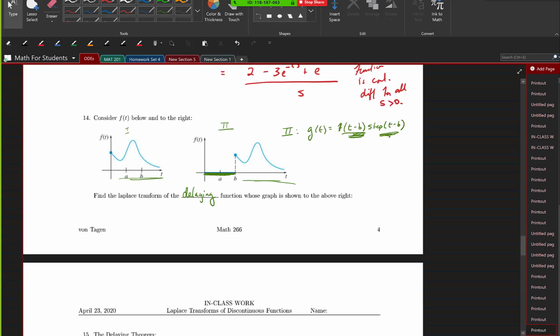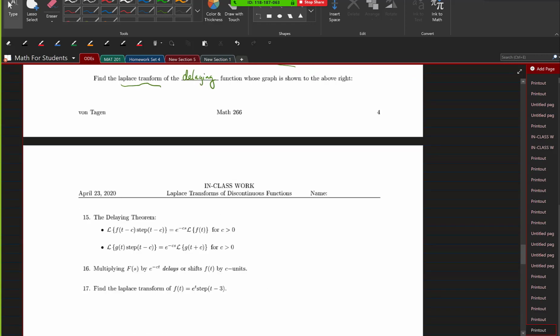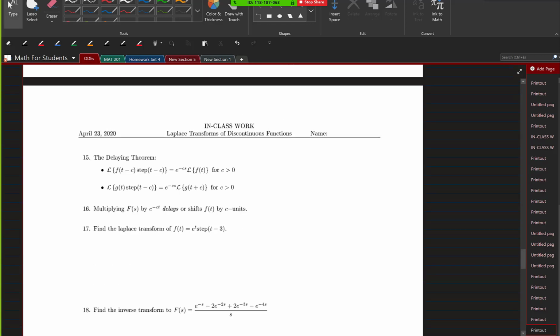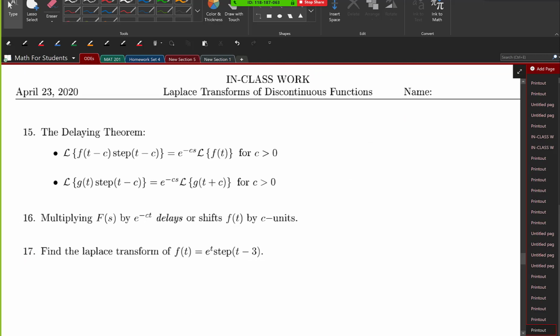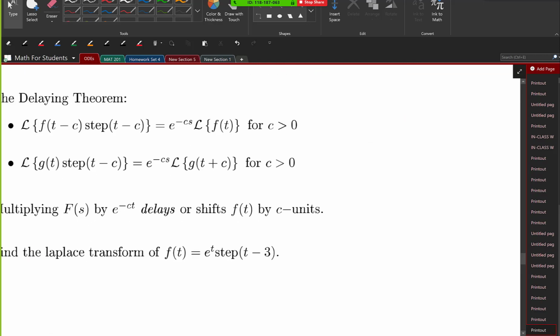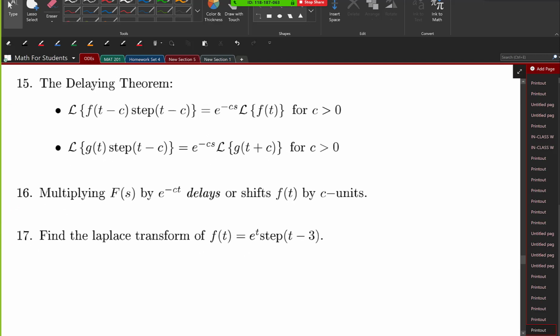So I wanted to do the Laplace transform of this, but it takes a little while. It's a little bit tedious, and we're running out of time. So we'll put that on the back burner. We'll do that someday after the test. But if you do the Laplace transform of the delaying functions, there's two ways you can write that. Okay. So we've got these, number 15 here gives you the two versions of what's called the delaying theorem.